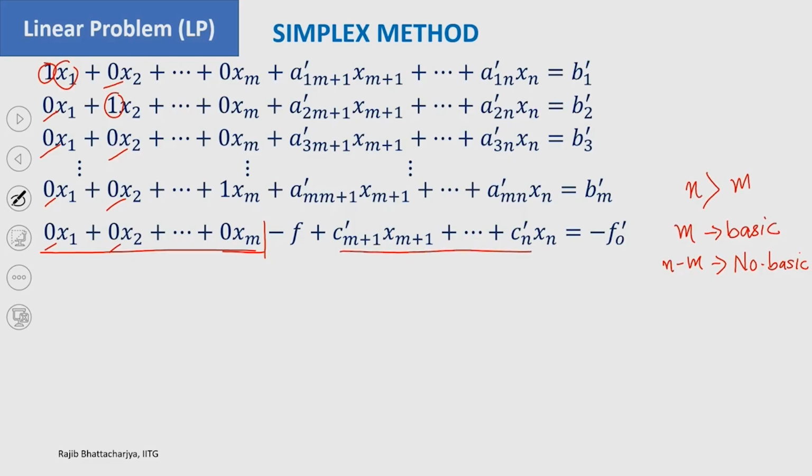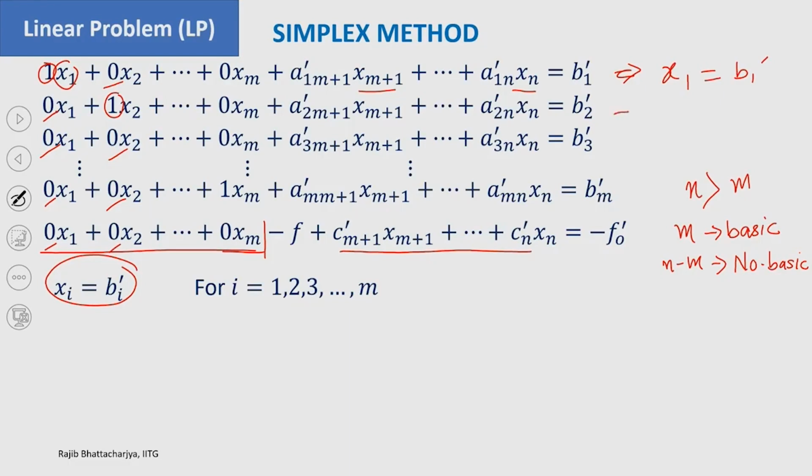Here we have arranged in such a way that the coefficient of x1 is 1, and in other equations it is 0. Now, what is the initial solution here? If I consider that the non basic variables are all 0, then from the first equation I will get x1 equal to b1 dash. Similarly, from the second equation I will get x2 equal to b2 dash.